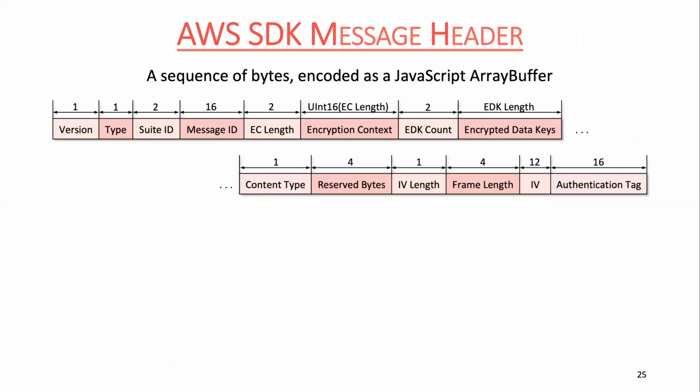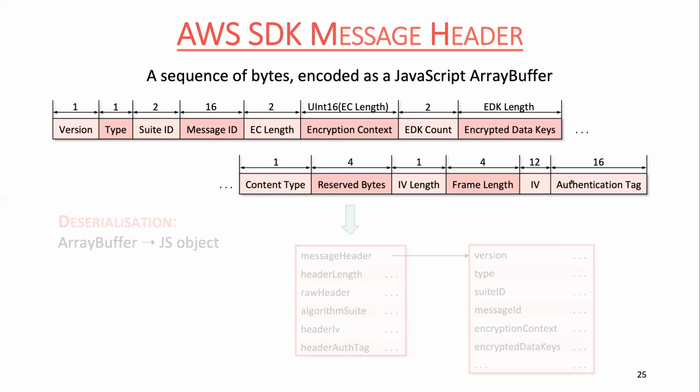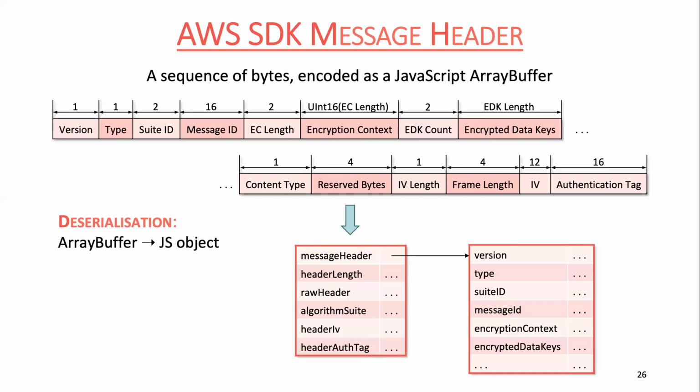Let me just, in the last few minutes, give you a little bit of an understanding of how this works. We've got the AWS message header. It's a sequence of bytes encoded as a JavaScript ArrayBuffer. Here it is. The deserialisation function takes that list of bytes, converts it to a JavaScript object, and now we're working with strings, not bytes. We take this, and I'm going to concentrate on this encryption context for the talk.